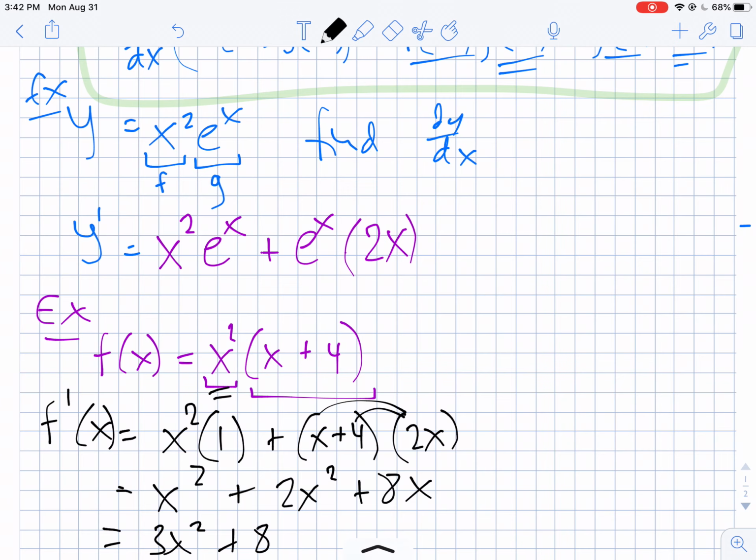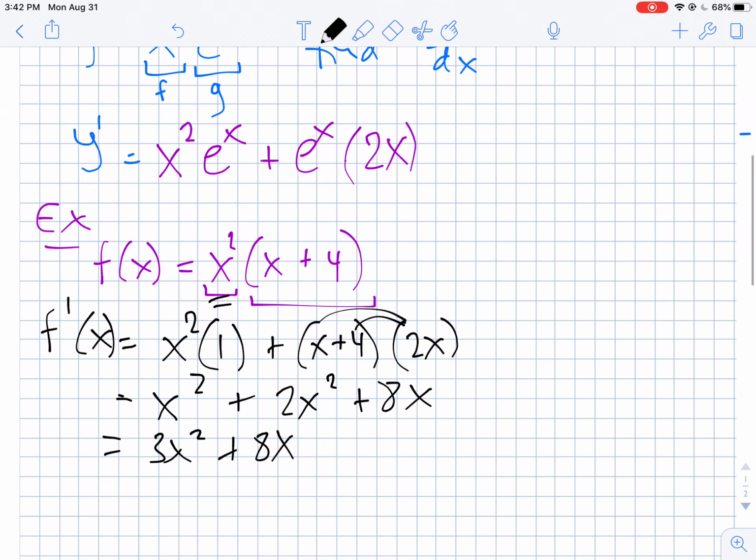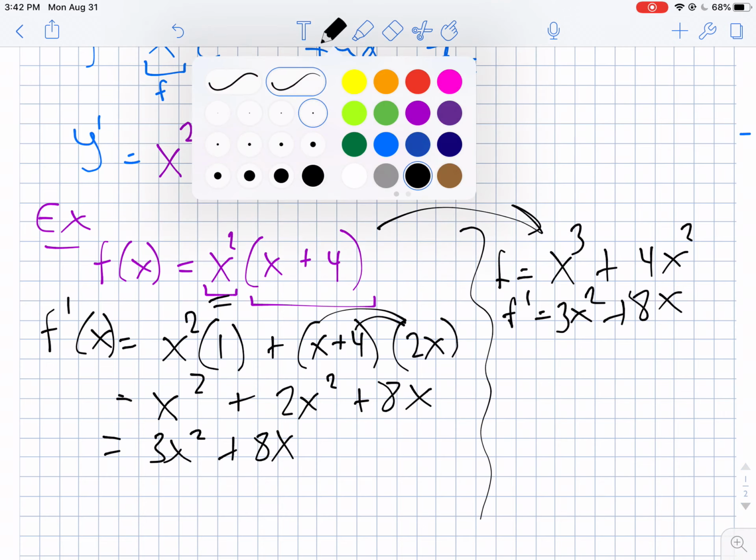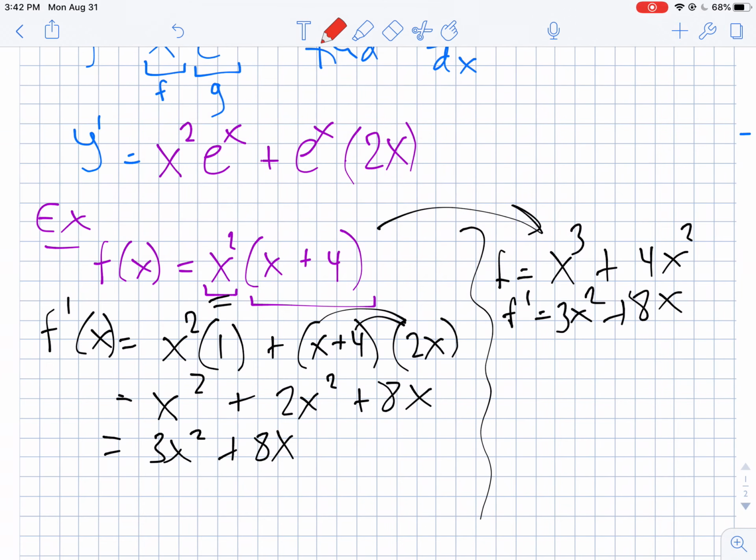Now, that's actually really cool, because if you just distribute it out like we've done a million times, you get x cubed plus 4x squared, and then if you take the derivative of that, you get 3x squared plus 8x. Oh, cool. So by distributing, we got the same answer as the product rule, and that's great because it shows you I didn't just make up the product rule randomly. It actually gives us a result that we would expect and hope for. So that's good. Product rule is good.